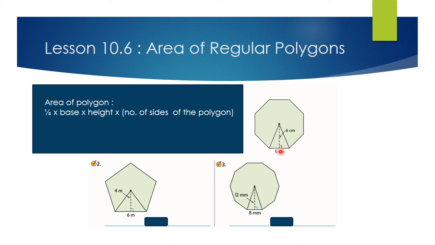Here we have 8 sides: 1 2 3 4 5 6 7 and 8. Now we're going to find the area of the triangle, which is half times base times height, times the number of sides of the polygon. Why is that? Because this polygon can be divided into 8 equal triangles, one triangle at each side.